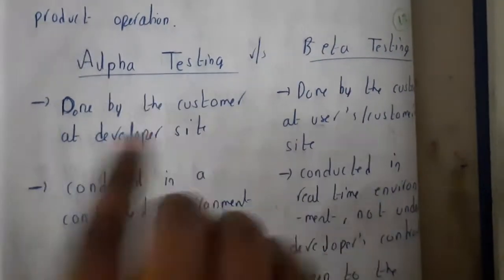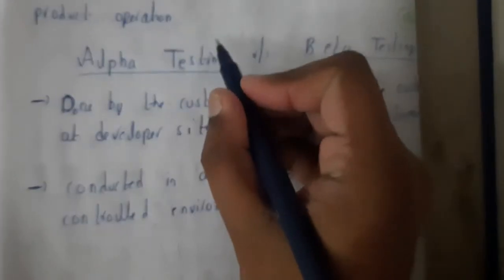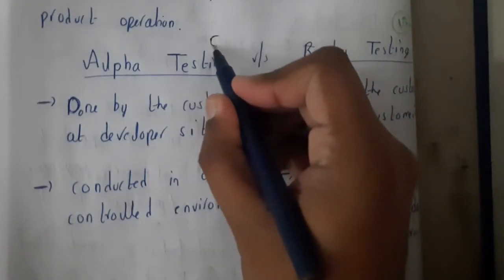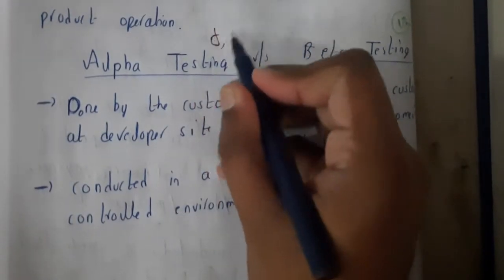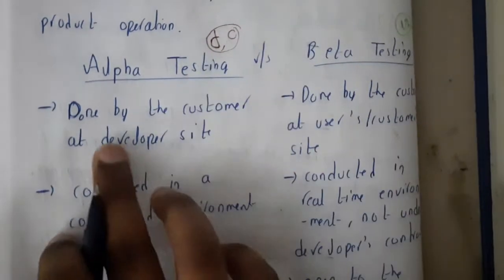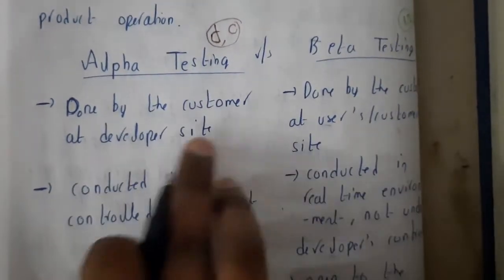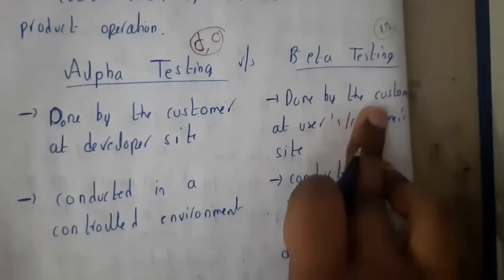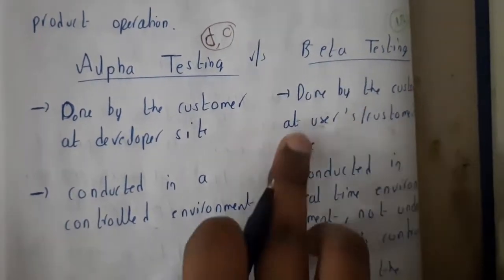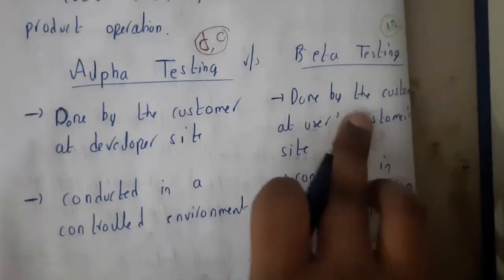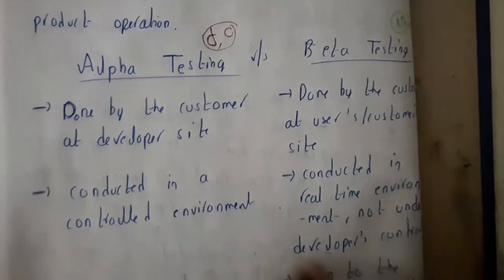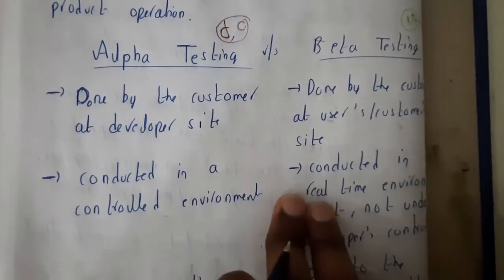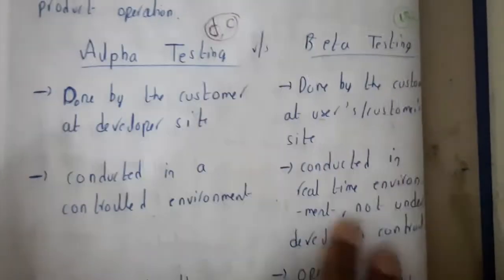So alpha testing, if you recall, I told you, is done in the developer environment, in the company environment, right? It is done by the customer at the developer side. Whereas beta testing is done by the customer at the customer or user side. So in their home, they can sit and do it. There is no technical issue that you need to come to the company, you need to communicate with us. There is nothing like that, okay?